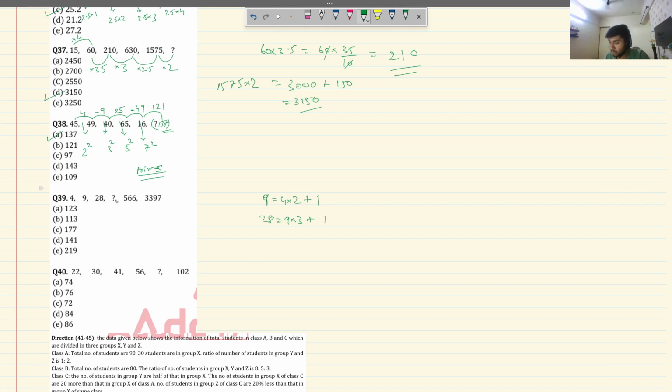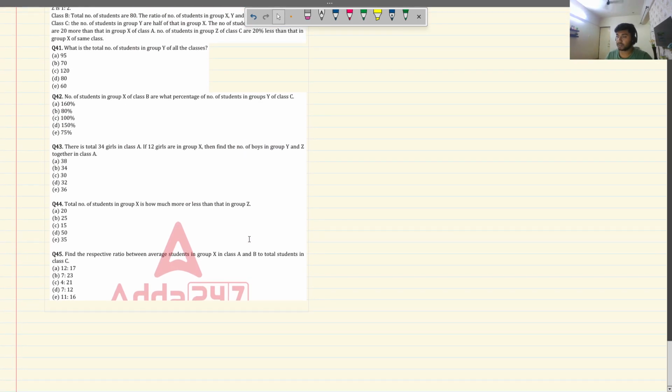So this number is increasing, 2, 3, and getting multiplied with the previous number. So the next, that is the blank I need to find, would be 28 into 4 plus 1. Let me calculate this and see if I have an option for that or not. 28 into 4 is 112, plus 1, that is 113. Do I have an option? Yes, 113 is an option, so that is my answer. Next question.